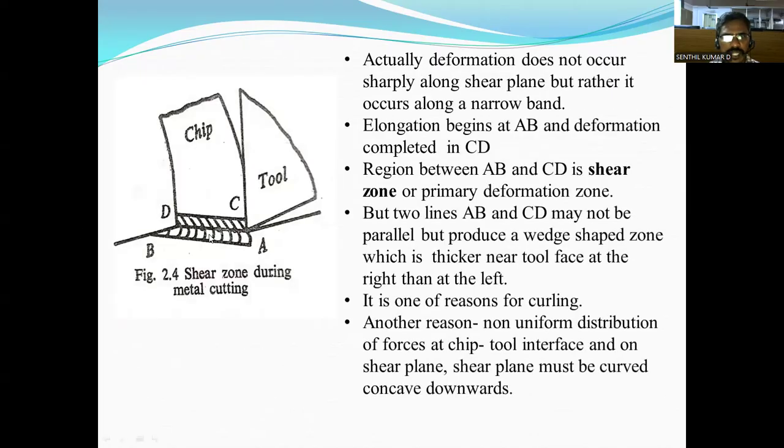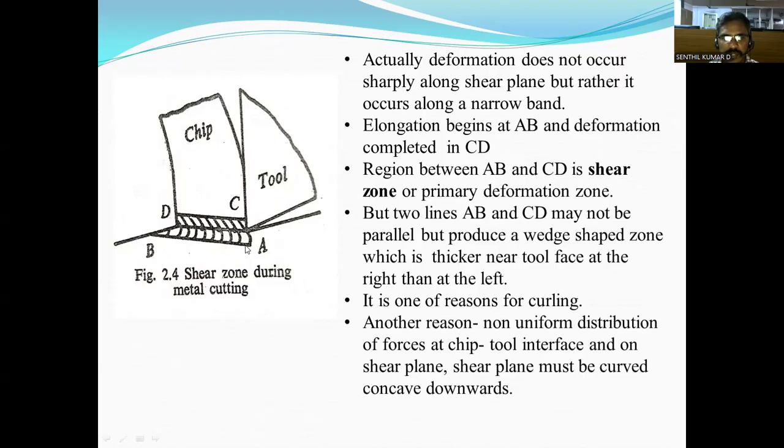Look at this figure. Actually, the deformation does not occur sharply along the shear plane. Rather, it occurs along a narrow band. The elongation begins at the region AB and the deformation gets completed at the region CD. The region between AB and CD is known as shear zone or primary deformation zone. But the two lines AB and CD may not be parallel, but produce a wedge-shaped zone which is thicker near the tool face at the right than at the left. It is one of the reasons for curling.